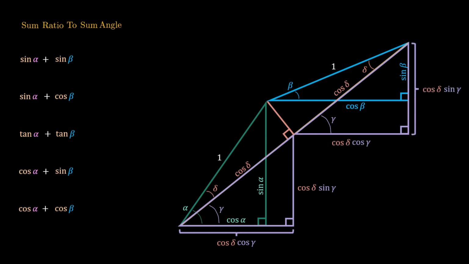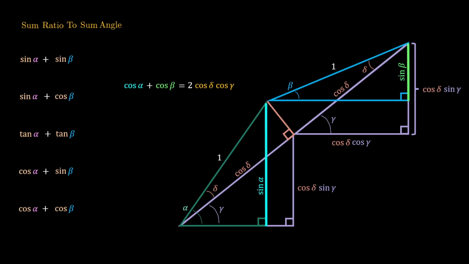Now that we have these edges defined, we can go ahead and start equating some of them. You probably noticed that by now it's a common theme, equating these edges. So, without further ado, we can see that cosine alpha plus cosine beta equals 2 cosine delta cosine gamma. So we get the following relation. And focusing on the vertical edges, we see that sine alpha plus sine beta equals 2 cosine delta sine gamma. So we get this relation.